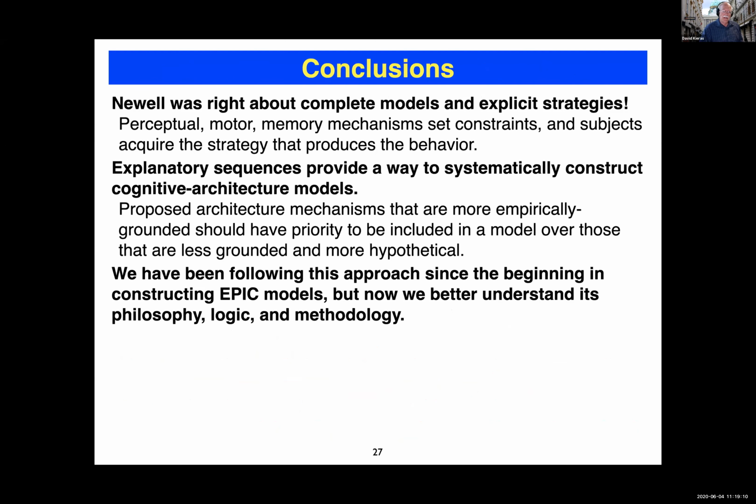Okay. So I'll conclude. Newell was right about complete models and explicit strategies. The explanatory sequence provides a way to systematically construct these cognitive architecture models. And this priority order is a key part of that. And in fact, we've been following this approach since the beginning when we've been constructing EPIC models. But now we better understand its philosophy, its logic, and methodology. Okay, I'm done.